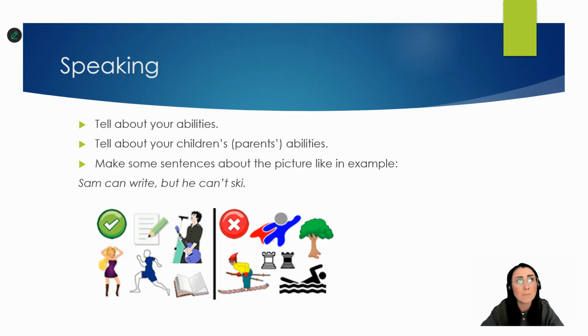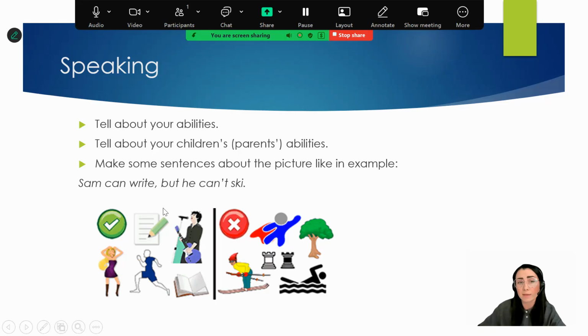For example, my mother can cook very well. She cannot dance beautifully. Or my daughter can swim, but she cannot ride a bike. Make as many sentences as you wish. And the last one, make some sentences about the pictures like in example. On your left, there are some abilities that Sam can do, and on the right, there is something he cannot do. For example, Sam can write, but he can't ski.